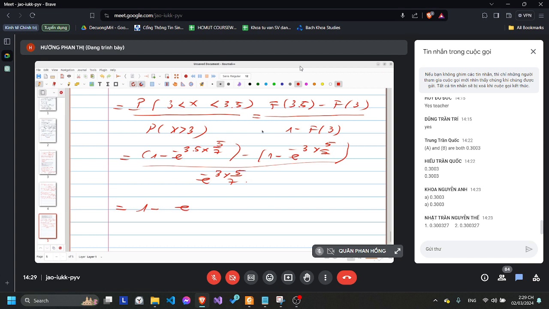Minus e minus 3 multiply 5 over 7 divided by 3 for 5. Here, this is the first term here. 3 for 5 multiply 5 over 7 over by e power minus 3 multiply 5 over 7. Okay, so we have 1 minus e power 3 for 5 minus 3, we have 0 for 5. So minus 5 over 14. Okay, so you have the same answer as question A.